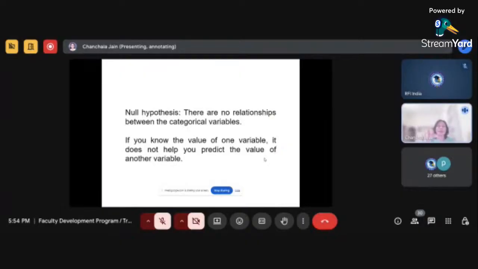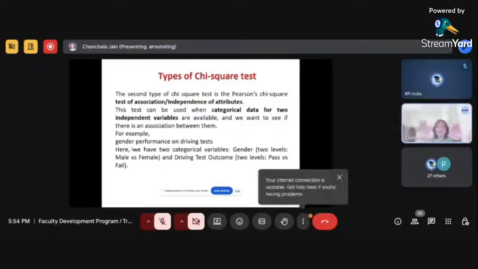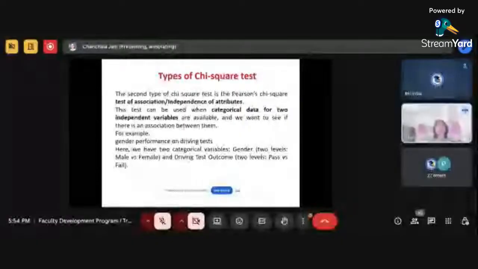Outcome means suppose here, in the previous example, we were assessing the performance on driving test. So gender is one variable, right? We are having the two genders. So whosoever person is going for the driving test, whether he will be a male or he will be a female, right? And the outcome will be whether he will pass that test or he will fail that test, right? So here you can say I'm having two independent variables. First one is gender, second one is driving test, right? Now I want to find whether there is any association between them or not. If association is there, that means one variable is depending on other. Otherwise, we can say both variables are independent of each other.